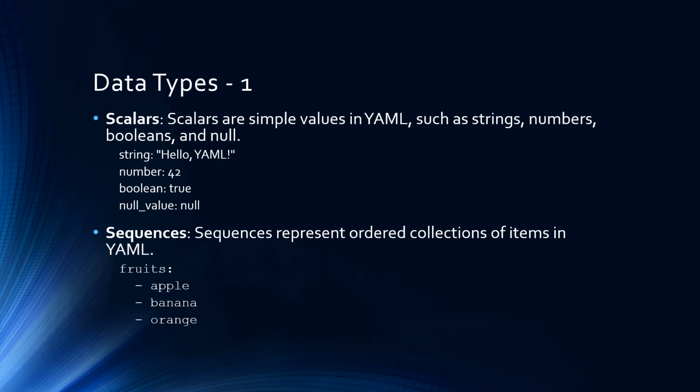The sequence example in our slide shows a simple list of fruits. Notice how each fruit is on its own line, preceded by a hyphen and a space. This vertical formatting makes it easy to add or remove items while maintaining readability.